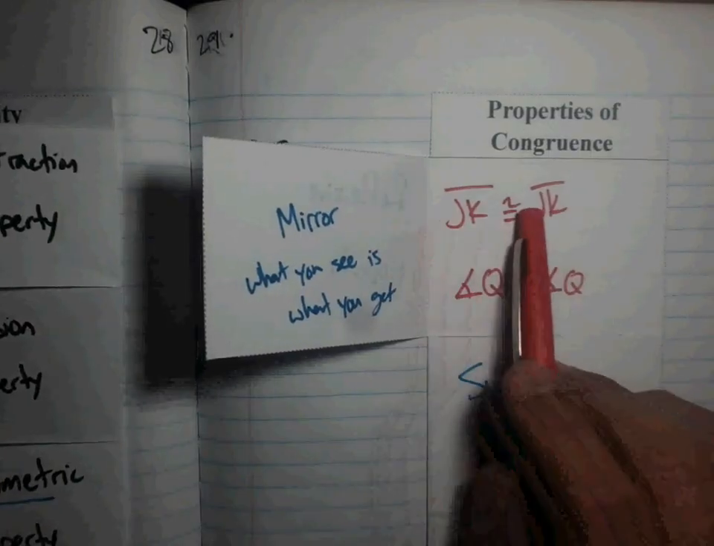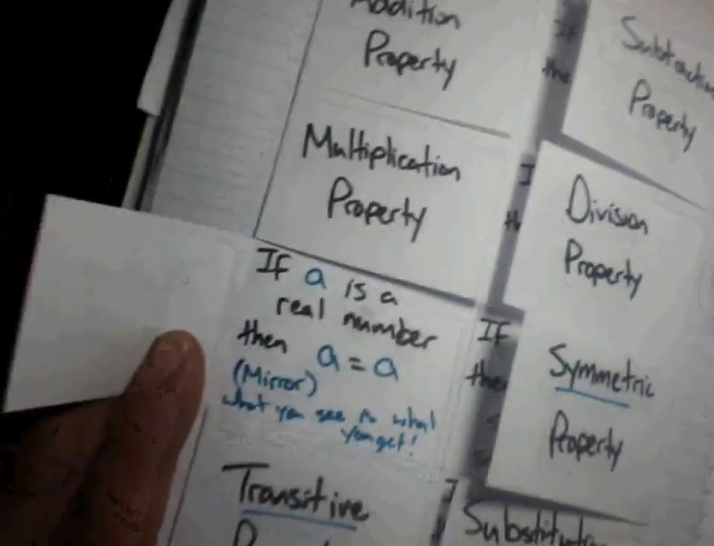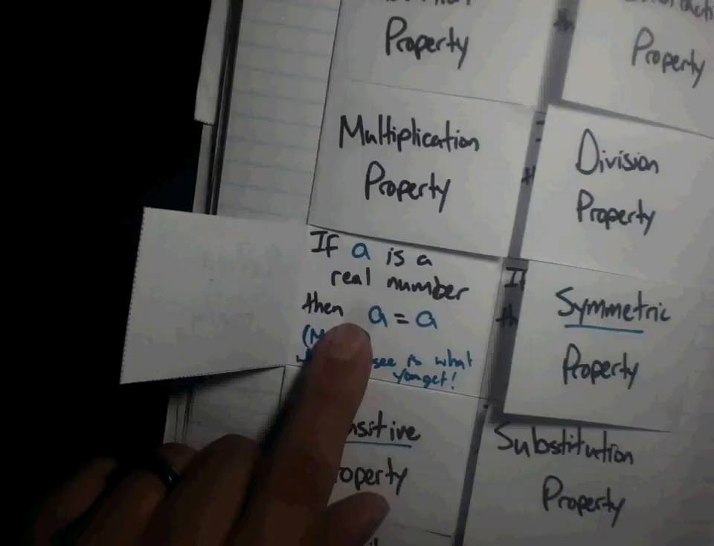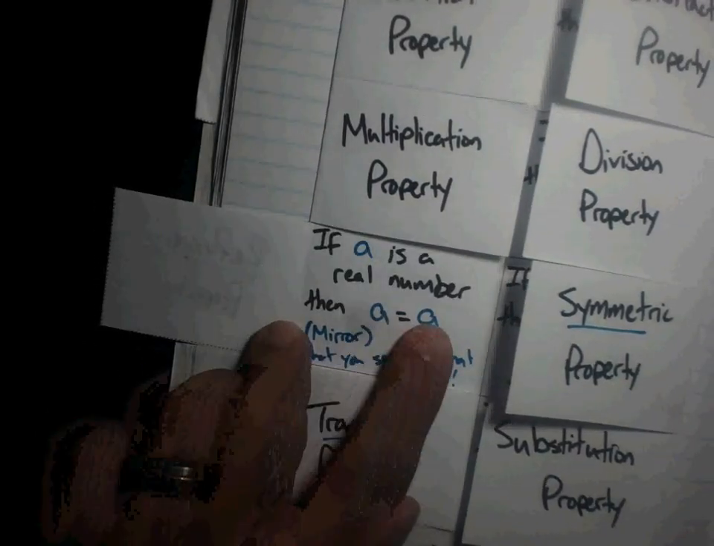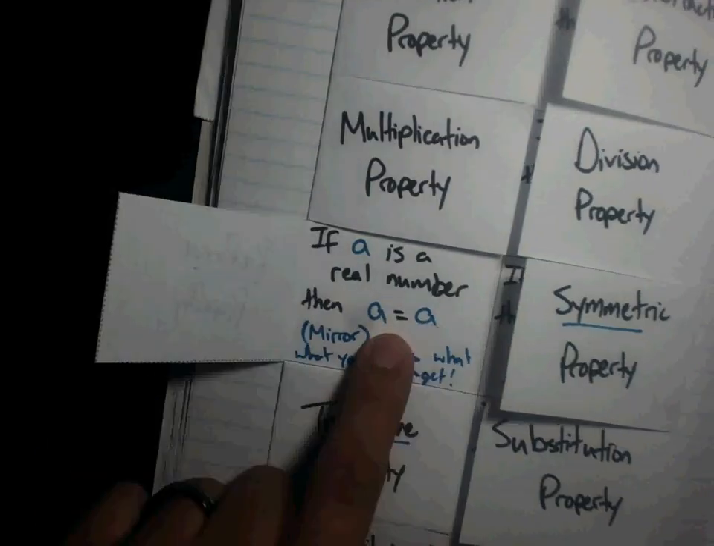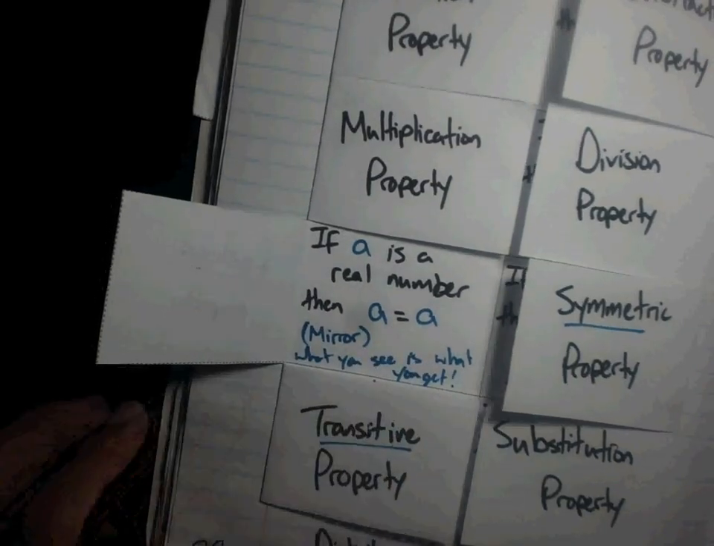Just like for the reflexive property in algebra, A is equal to A. Because it's algebra, there's the equal sign, whereas in geometry we have the congruent sign. That's the difference.